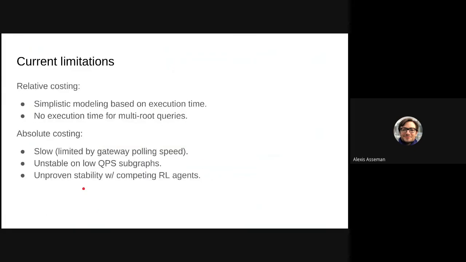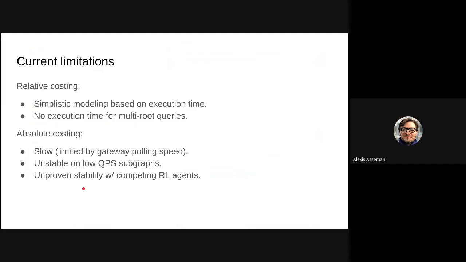So there are some limitations to this for now. It's still in development. For the relative costing, the modeling we're using for the relative costing of queries is pretty simplistic, because it's only based on the observed execution time from our logs. Also, for now, we don't have an execution time for multi-root queries. So the technique we'll have to implement is to rerun ourselves the subqueries that we've extracted from multi-root queries, such that we can get an execution time.